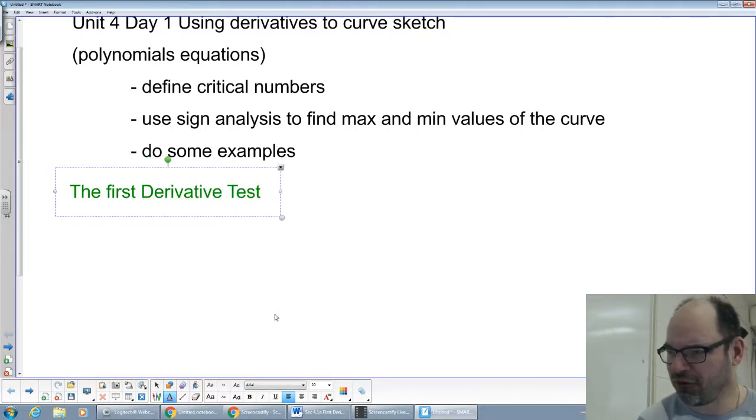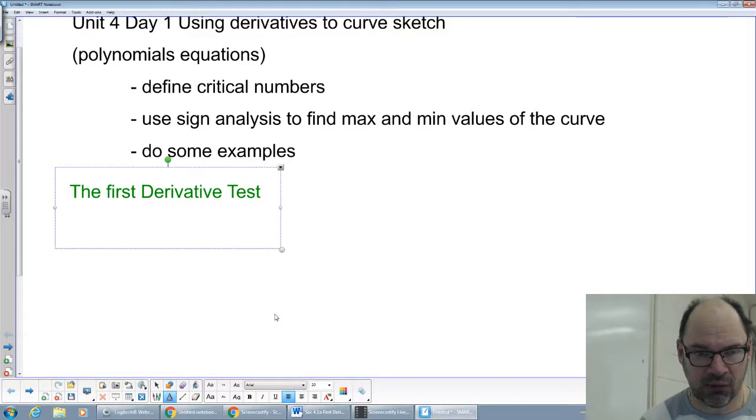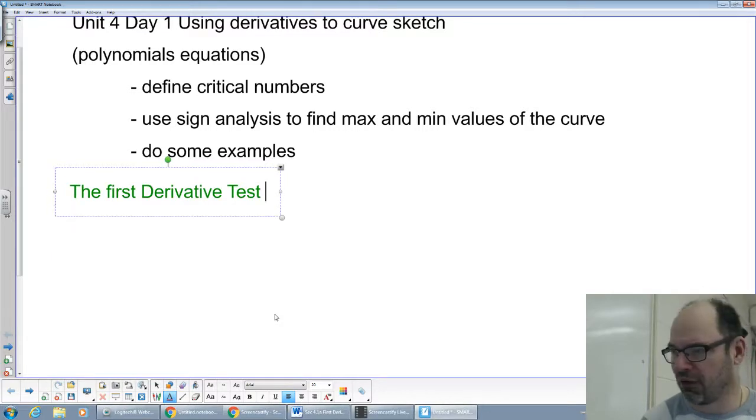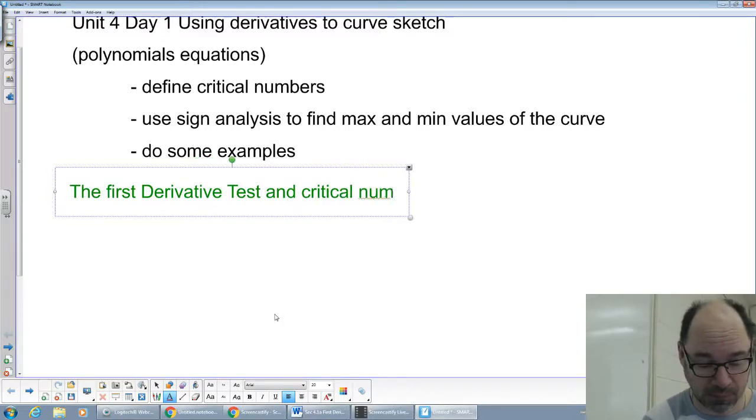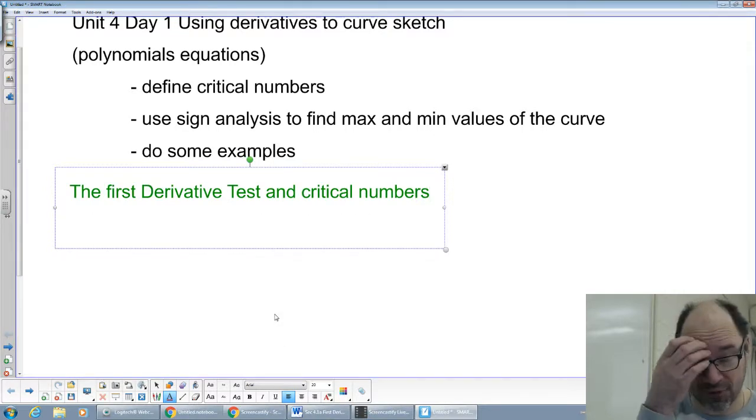Okay, what is the first derivative test? Well, we'll put in critical numbers. So let's start off with critical numbers. That's the easy one to start with.